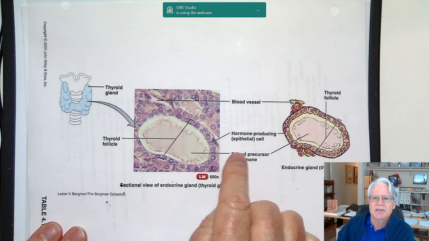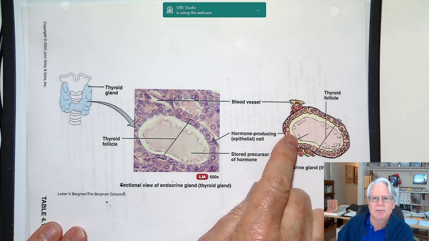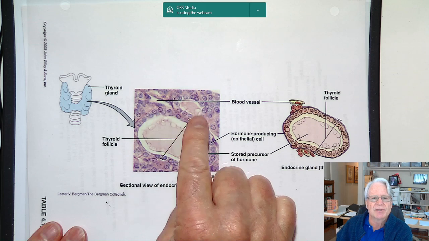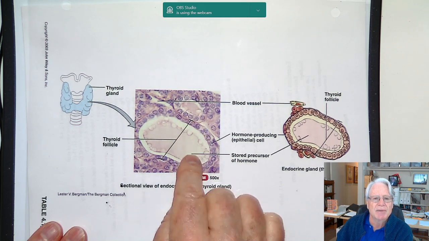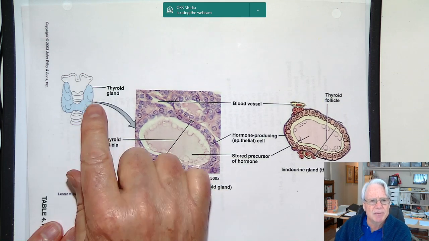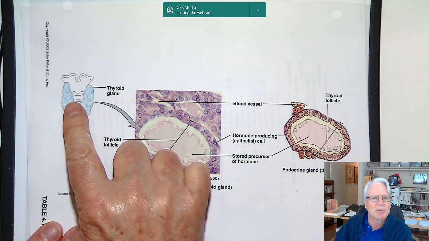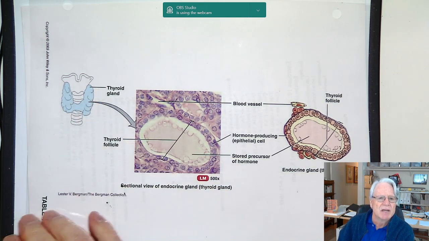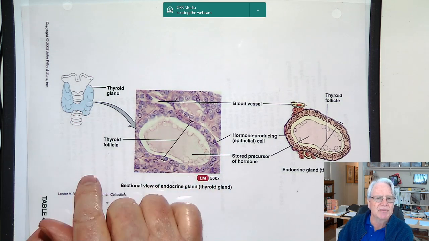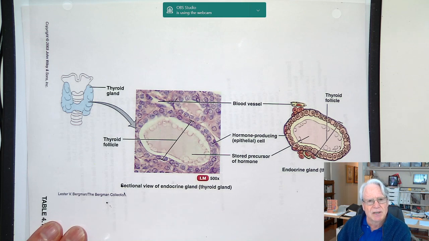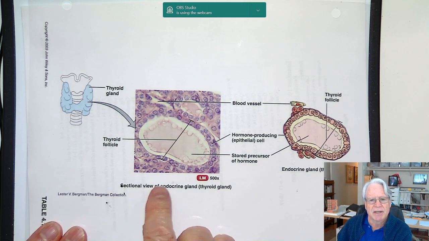And these cells are producing the hormones that are associated with this gland. There are no ducts. This is not a duct here. This is just another thyroid follicle. And that's going to enter into the bloodstream. So the thyroid gland is highly vascular. The hormones produced here will enter into the bloodstream and have an effect throughout the body. That's the endocrine gland. Okay.